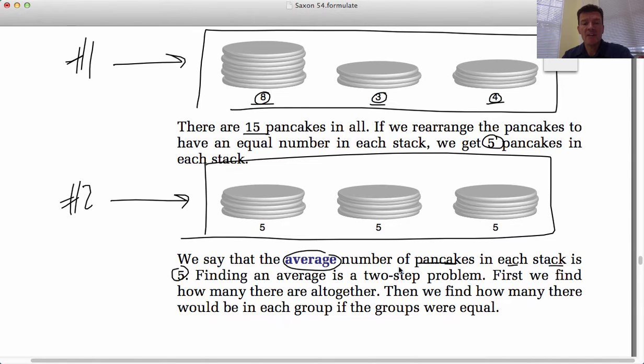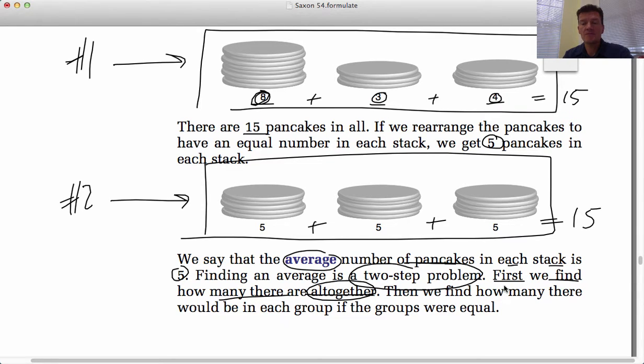So finding an average is a 2-step problem. That's why we talked about 2-step problems in an earlier lesson. First, we find how many there are altogether, the total, and you remember we did that, and you can do that in either case 1 or case 2. 8 plus 3 plus 4 equals 15. 5 plus 5 plus 5 equals 15. So both of them have the same exact total.